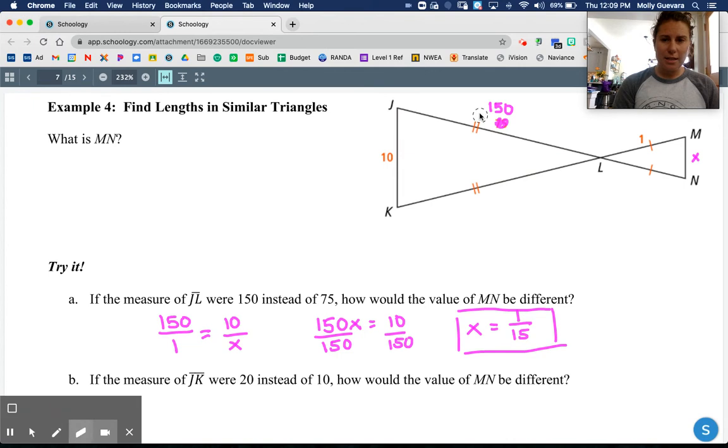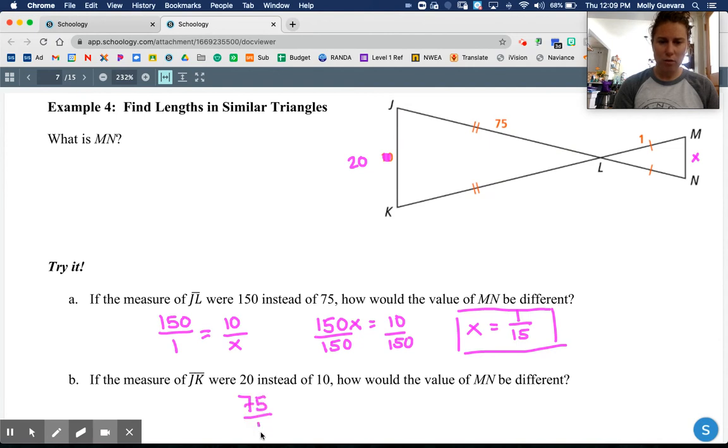Then it says, so I can get rid of this because we're on a new problem. Then it says if the measure of JK were 20 instead of 10, so now this is 20, how would the value of MN be different? So I set up my ratio again. So 75 over 1 is my proportion. And then instead of 10 over x, it would be 20 over x.